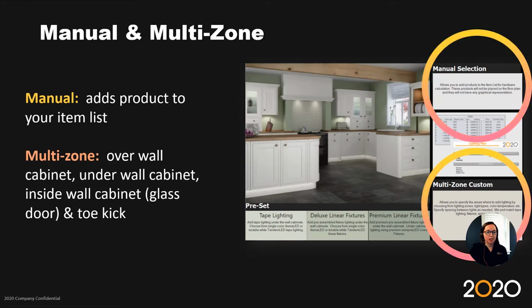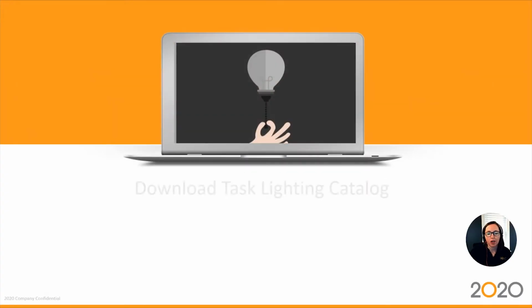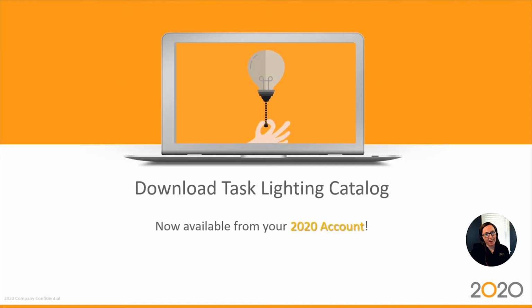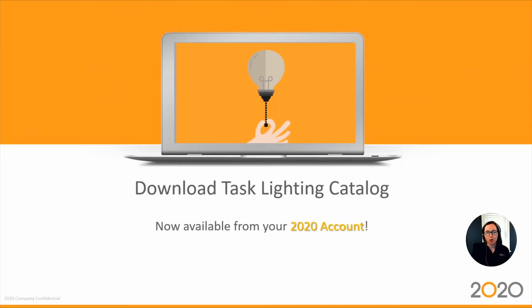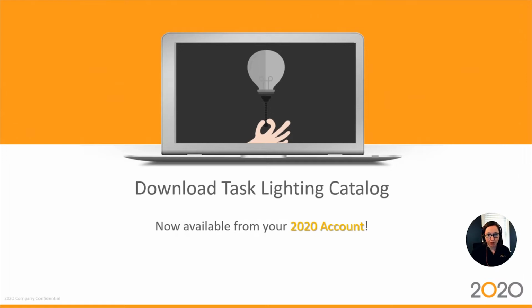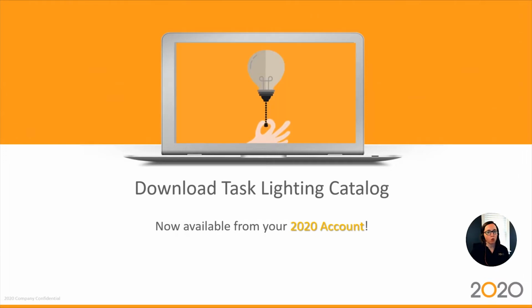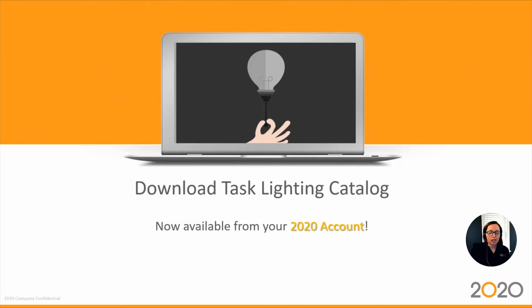Now, before we get started, I will mention if you've never specified task lighting before, you probably don't have the catalog yet. And that's actually the very, very first step. Before we jump in the software, we need to make sure that we have the catalog or that we download that. And it's accessible today from your 2020 account. So let's take a look at where that is.